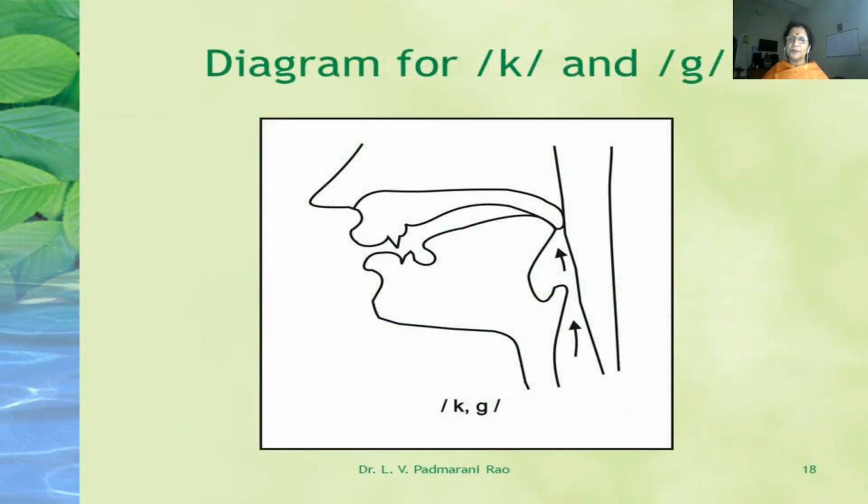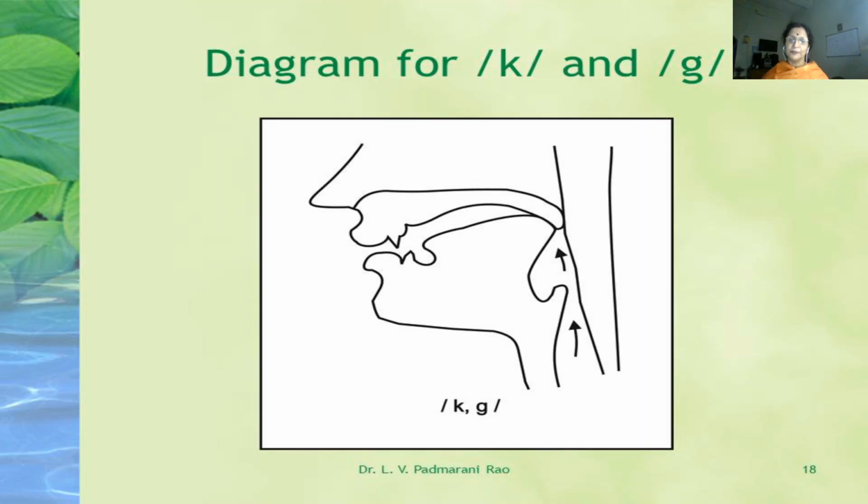Diagrammatic representation of k and g will be as follows. The soft palate is raised to shut off the nasal passage of air. The air coming from the lungs has to pass through the mouth. The oral cavity also is shut off, where the back of the tongue makes contact with the soft palate or the velum, thereby blocking the air and compressing it and holding it for some time. When the active articulator, the back of the tongue, gets separated from the passive articulator, that is the soft palate or velum, the air that is compressed comes out with an explosive sound, thereby producing the plosive.